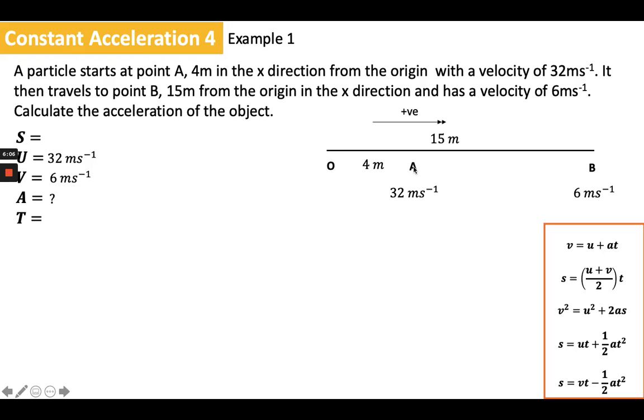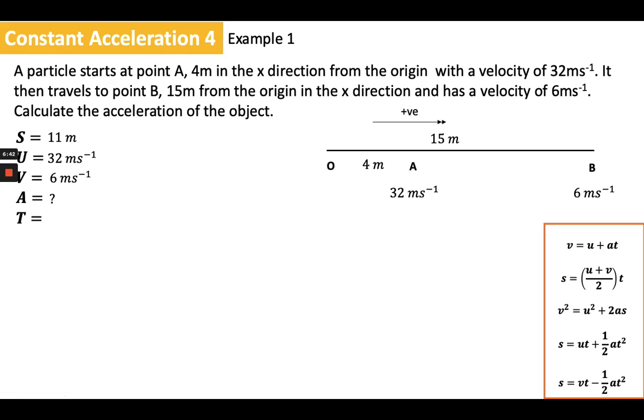The information I'm given, I've got initial velocity at A and a final velocity at B, so I'm interested in the displacement from A to B. The distance from O to B is 15 and O to A is 4, so the displacement from A to B is 11 meters. They will occasionally give you distances and get you to calculate your own displacements. Importantly, if you've got initial and final velocity, the displacement is the distance between the 2 points of which you have those initial and final velocities. So this will be 11 meters, and it's in a positive direction as well.